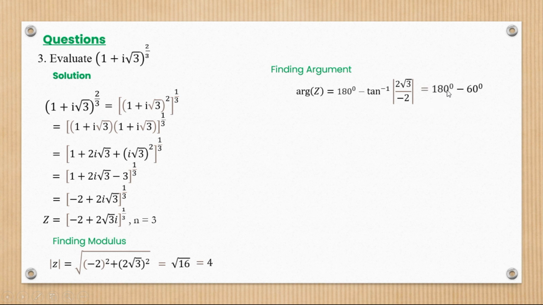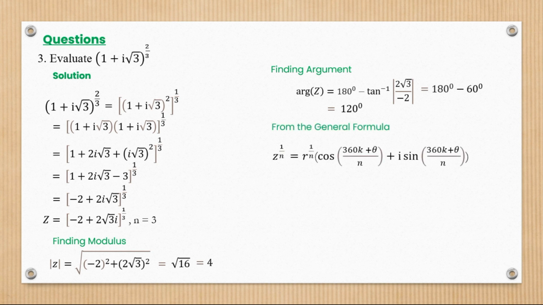So we end up having 180 degrees, and tan inverse of this value gives us 60 degrees. 180 minus 60 is 120. So we end up having 120 as the argument. From the general formula of finding the roots of a complex number, this is what we have. So we're dealing with the cube root, and we're going to substitute in the values and the value of the argument.